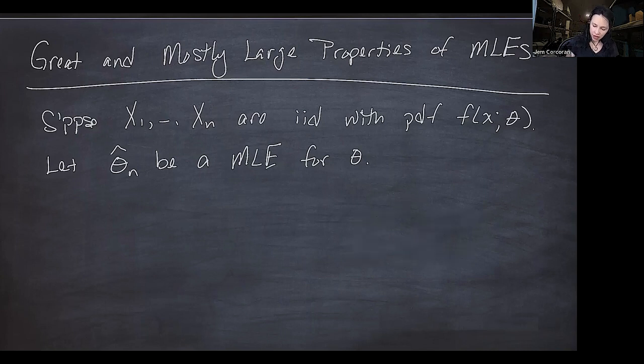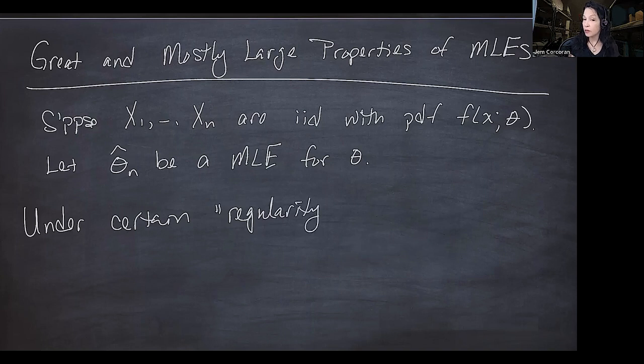Okay, so under certain regularity conditions, we are going to uncover these as needed, but three of them are the same conditions needed for the Cramér-Rao lower bound. And that was that you can interchange the derivative and the integral, and that the derivative of the log exists, and that the Fisher information is greater than 0 but finite. So under certain regularity conditions, we get some cool things.